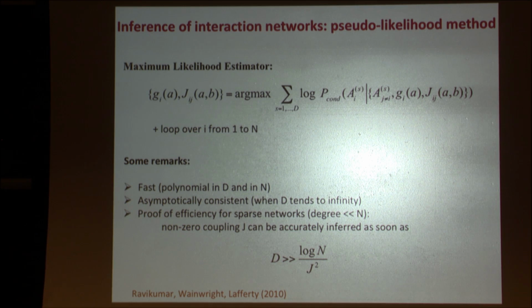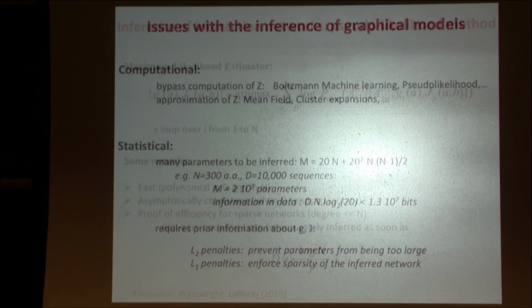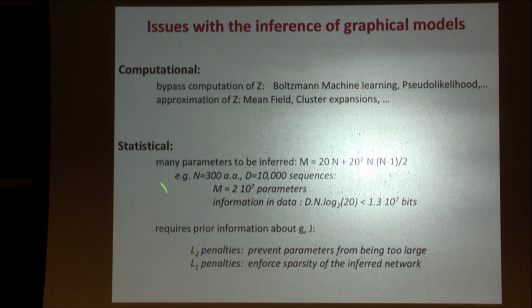OK, so there are just 2 methods, but of course there are many other ones. So there are other issues, which are statistical issues. So how many parameters do we have to infer? We need 20 times N parameters for the fields and 20 squared times N(N-1)/2 for the couplings. So if you do the calculation for, suppose you have 300 amino acids in length, that gives 2 times 10 to the 7 parameters. It's a huge number. OK, 20 million parameters you have to infer.